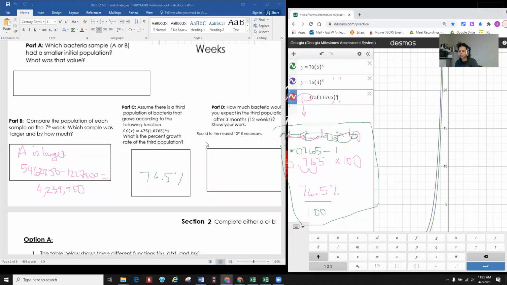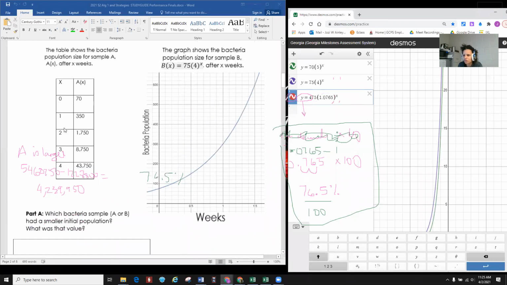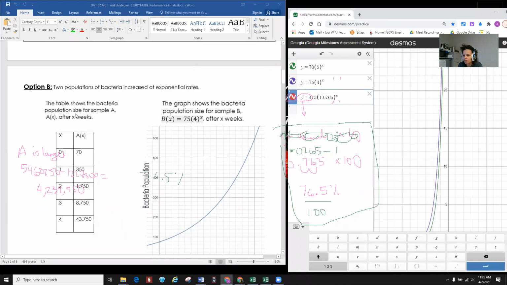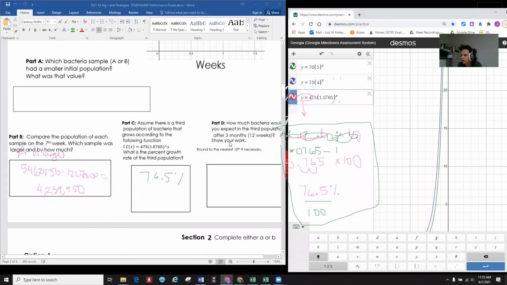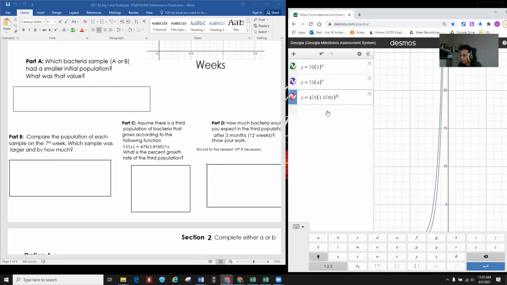How much bacteria would you expect in the third population after 3 months? So that's 12 weeks. Find out in this X, what is it they give you? Everything is going per week, the population exponential growth. Yeah, everything is in weeks. Okay, cool. So now they're asking in 3 months, which is 12 weeks. So you come up here and we're going to make the time 12. And that is your answer.